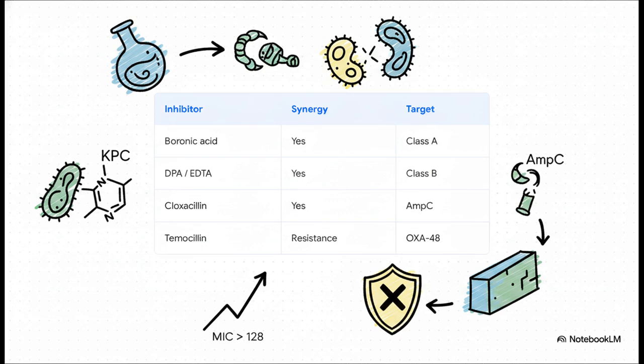But check out OXA48, a Class D enzyme. At the time these guidelines were written, there actually weren't any commercially available inhibitors for OXA48 on standard panels. Crazy, right? So labs had to rely on a totally different clue: high-level resistance to temocillin, specifically an MIC over 128. That acts as a massive red flag, a really strong phenotypic marker for OXA48-like enzymes.